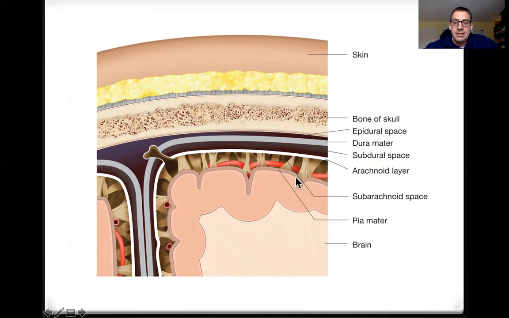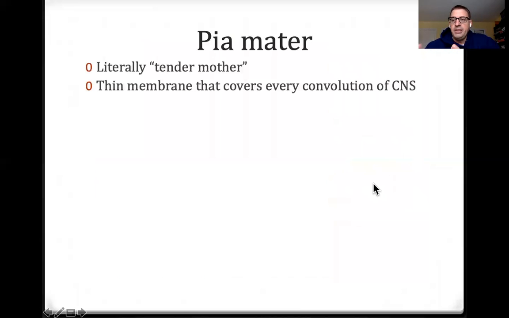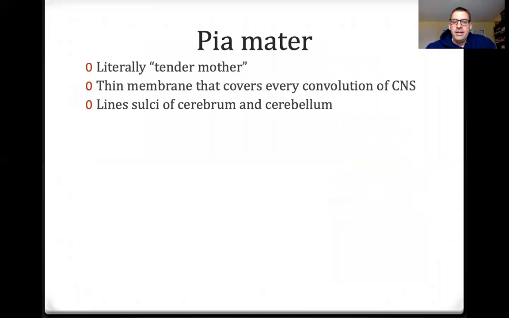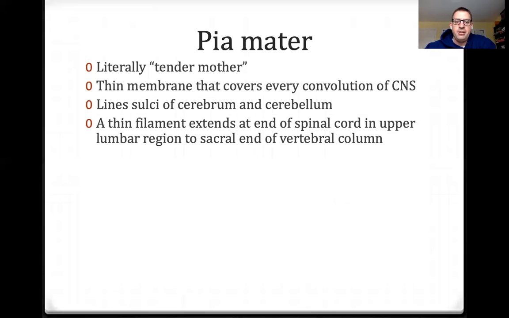So the last layer of the meninges is the pia mater, which literally means tender mother. And that is a thin membrane that covers every convolution. That means every little groove, every little hill, every valley, every little part of the brain is covered with this pia mater. So it lines the sulci, which are the grooves of the cerebrum and cerebellum.